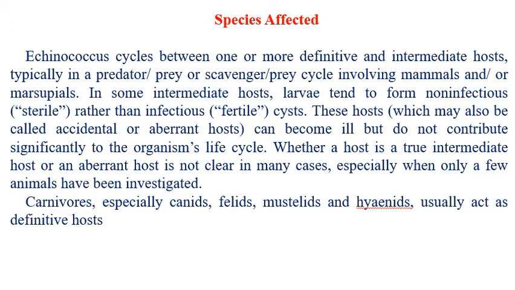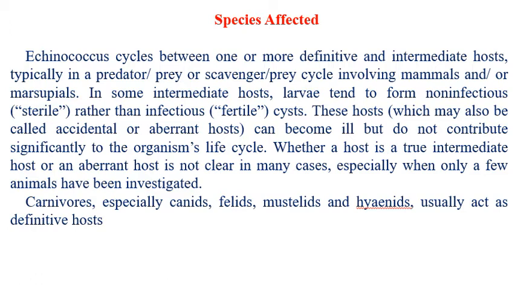Echinococcus cycles between one or more definitive and intermediate hosts. Intermediate hosts are typically in a predator-prey or scavenger-prey cycle involving mammals and marsupials. In some intermediate hosts, larvae tend to form non-infectious, often called sterile, rather than infectious, often called fertile, cysts. These hosts, which may also be called accidental or aberrant hosts, can become ill but do not contribute significantly to the organism's life cycle. Whether a host is a true intermediate host or an aberrant host is not clear in many cases, especially when only a few animals have been investigated.